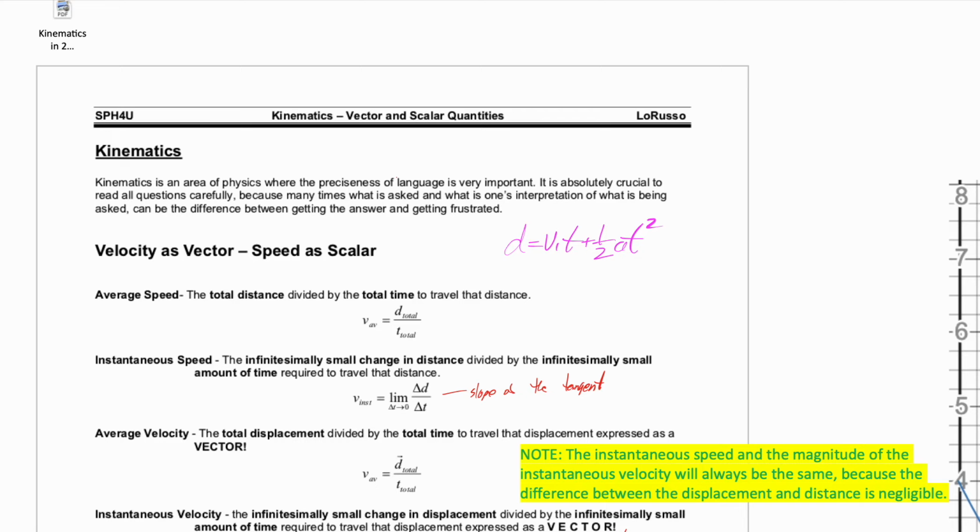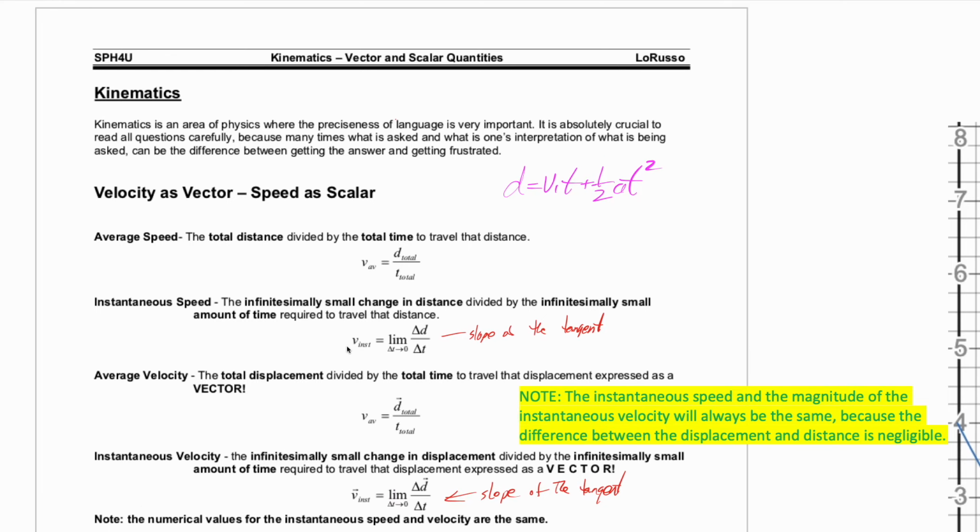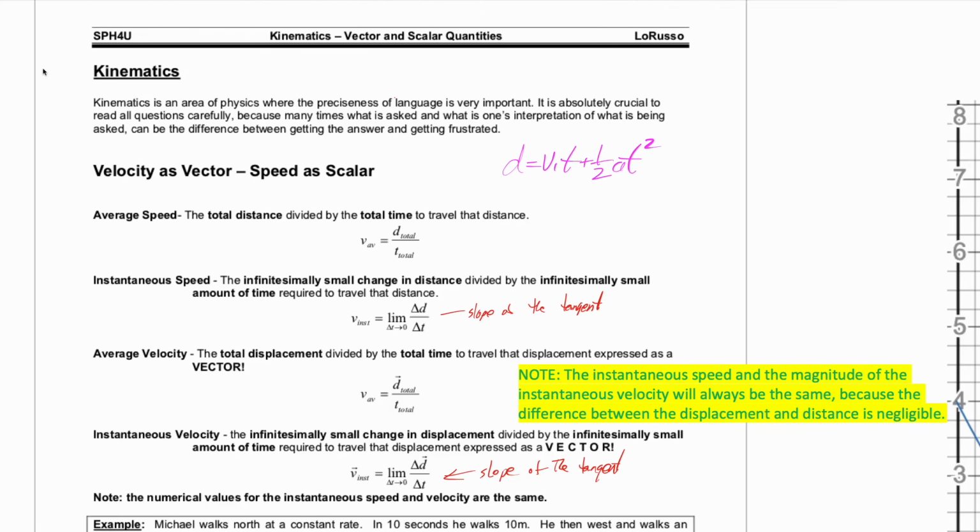But in these examples, we're actually going to have the objects experience turning. And that, of course, adds a certain level of complexity. So before we can do that, let's just sort of remind ourselves of some of the key concepts.